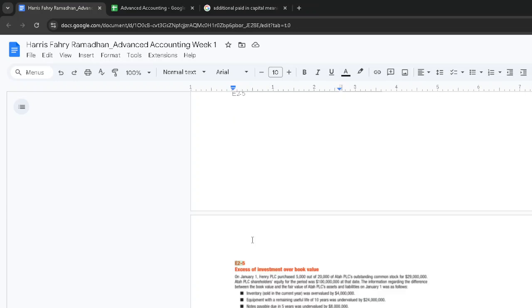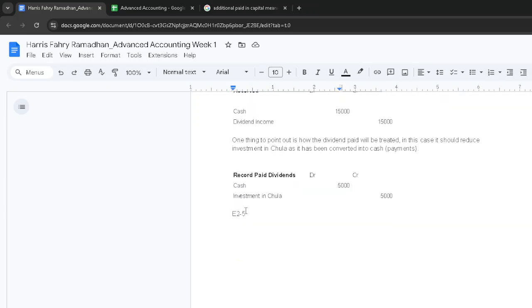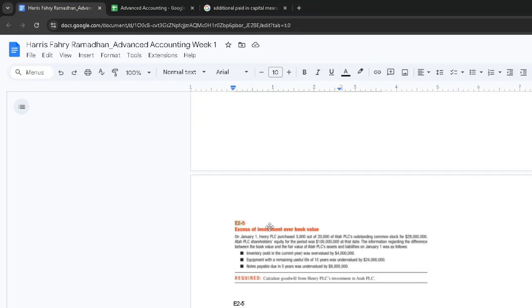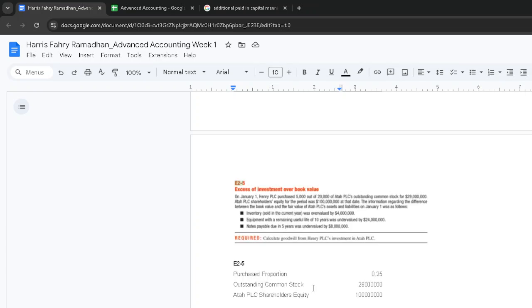Moving on, number 4, point 5, about excess of investment over book value. We're going to be talking about overvalued and undervalued things here. So these are the questions. It's pretty similar. They purchase ATA PLC, so they're trying to purchase the company, but the company has these assets and liabilities accounts: inventory that was overvalued, equipment that was undervalued, and notes payable that was undervalued as well. And so we need to calculate the goodwill.